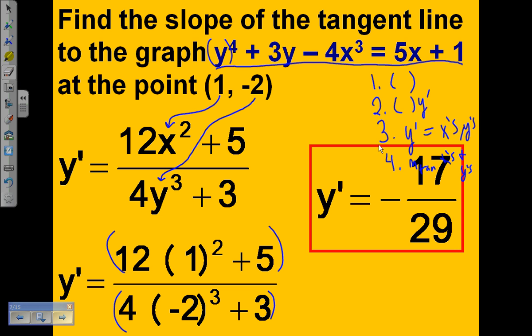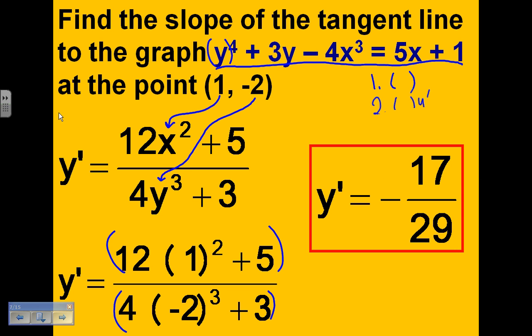All right, hopefully you got the answer of -17/29. At least that's what I got. Okay? -17/29. Let's see, 12 plus 5 is 17. Looks good. -8 times 4, -32 plus 3 is -29, with a negative in front. Yeah, looks good. All right, questions so far? Never mind. All right, let's go. Moving on.